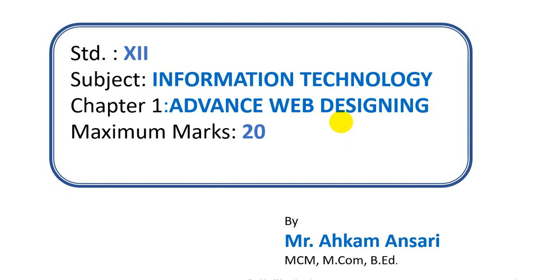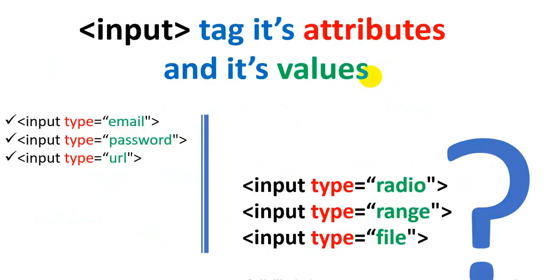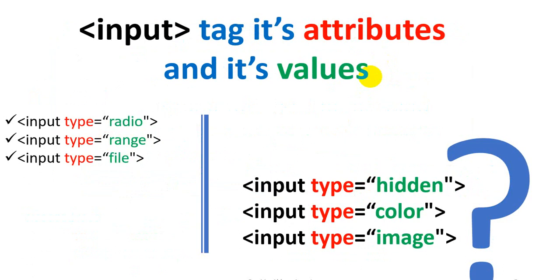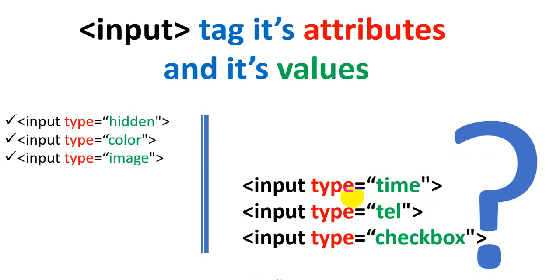Student, in last lecture, we have seen some attribute of input tag, that is input type equal to hidden, input type equal to color, input type equal to image. In today's lecture, we will talk about input type equal to time, input type equal to tel, that is telephone, and last we will see input type equal to checkbox.